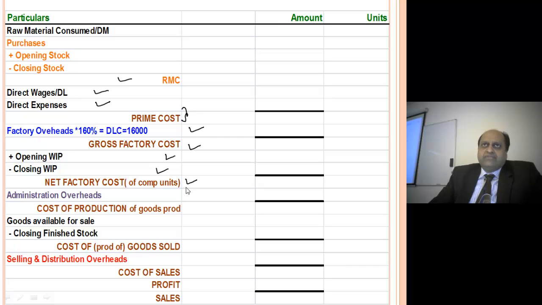Now to this net factory cost we add administration overheads to obtain the figure known as cost of production. It refers to cost of production of those goods which have been produced by us. To this figure we add opening finished stock and deduct closing finished stock to obtain the figure known as cost of goods sold. And to this we add selling and distribution overheads to obtain cost of sales, to which profit is added to obtain the figure of sales. So this is how we are going to make this cost sheet.